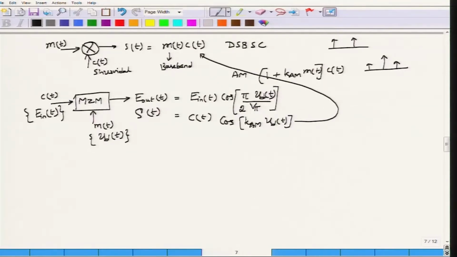We remember what this K_AM is, because K_AM is nothing but pi by 2 V pi in this particular mapping that we have done, and u_d of t is the other thing that we can play around with. We cannot of course play around with c of t, you require the carrier for modulation to happen. Let us suppose that I can write u_d of t as consisting of some DC component plus some AC component. The DC component will be constant and the AC component will be a small signal component.